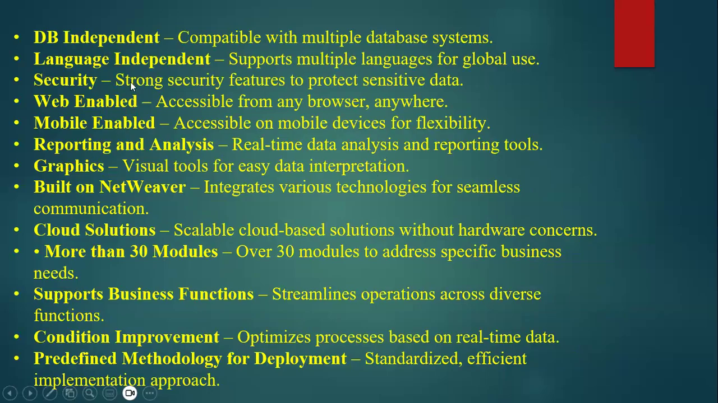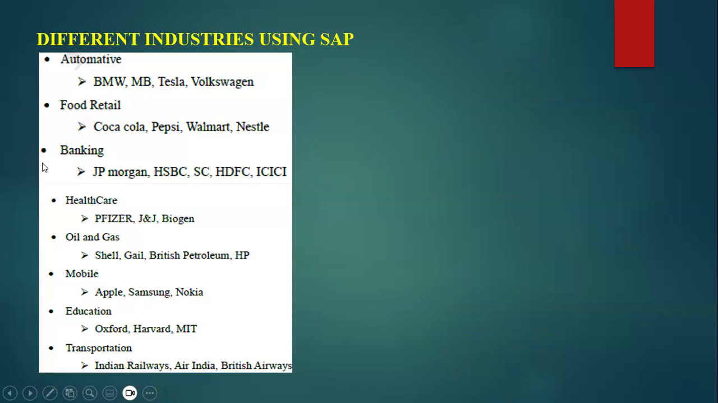It is DB independent, it is language independent because it supports multiple languages for global use. It is having high security features to protect sensitive data. It is scalable, cloud-based solutions without hardware concerns. Now the different industries are using SAP, whether it may be automotive, food retail, banking, healthcare, oil and gas, mobile. So different industries, and the company names who are using SAP are given here.